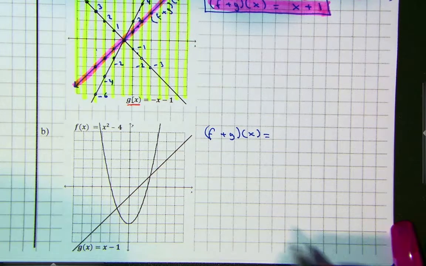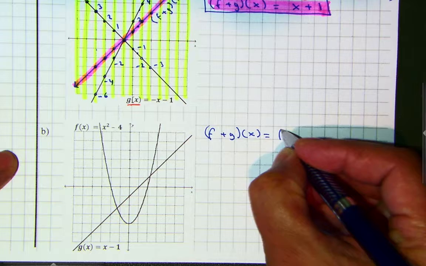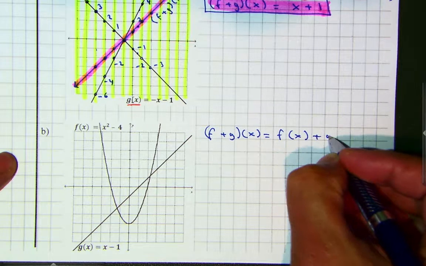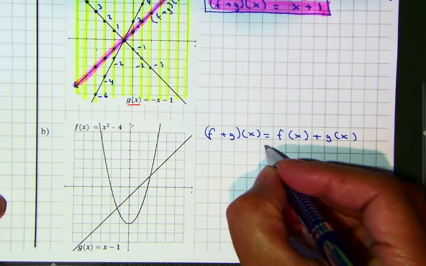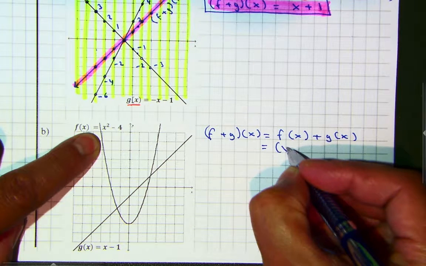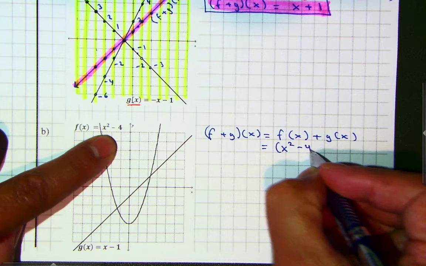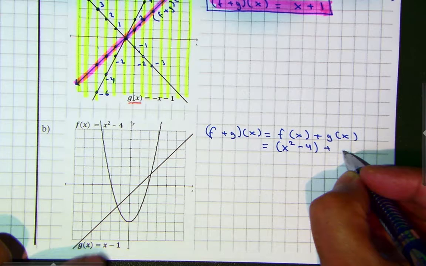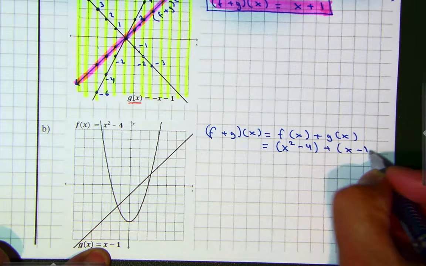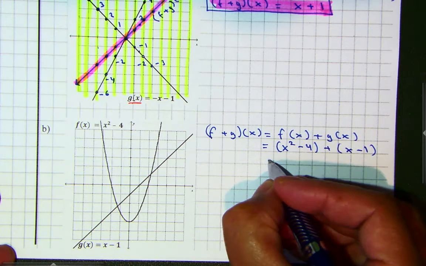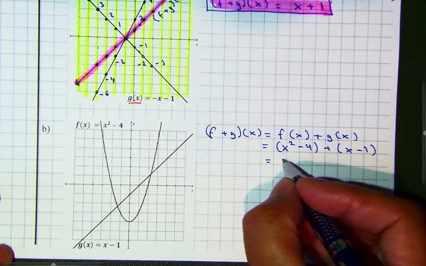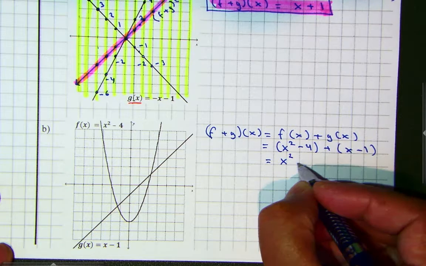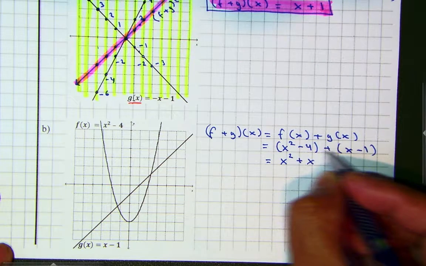So now we have f of x plus g of x, where in this case we are adding a quadratic equation plus a linear equation. So the resulting graph should be, if we add the x squares, only 1x squared, only 1x, and that gives me a -5.